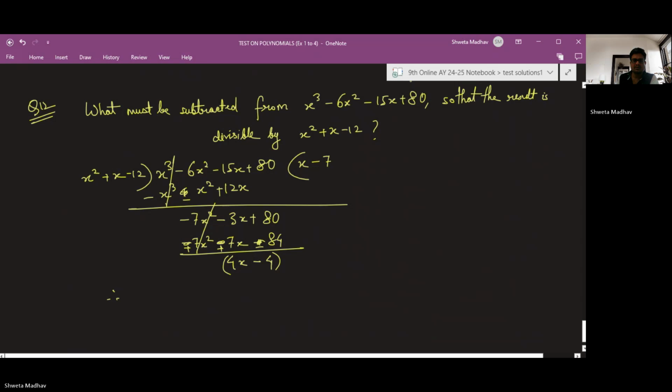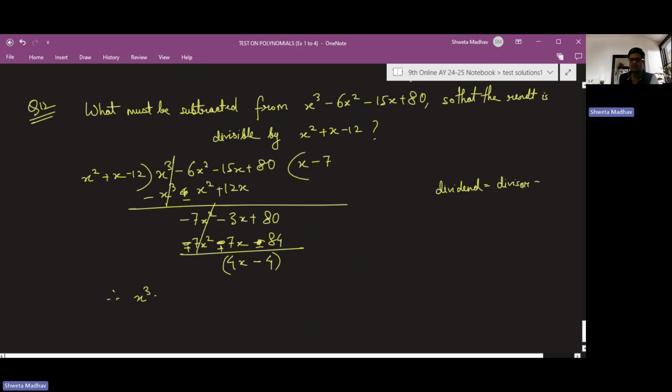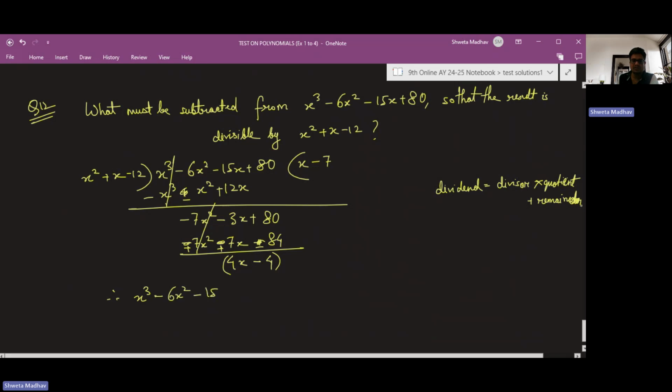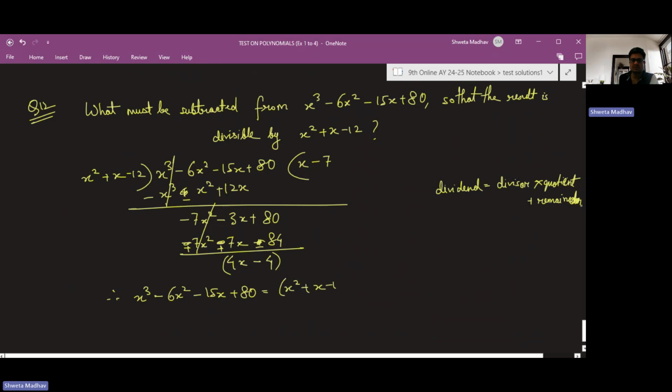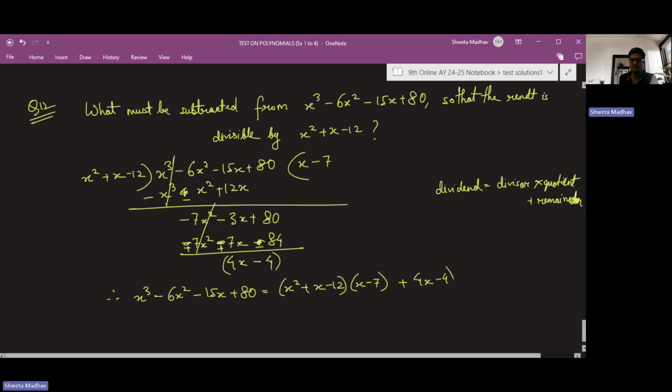So therefore the remainder is 4x minus 4. So hence you can say that you know that dividend is equal to divisor into quotient plus remainder. So if the remainder is subtracted from the dividend, then it will be divisible by the divisor. So therefore, I can say x cube minus 6x square minus 15x plus 80 should be equal to x square plus x minus 12 into x minus 7 plus 4x minus 4.